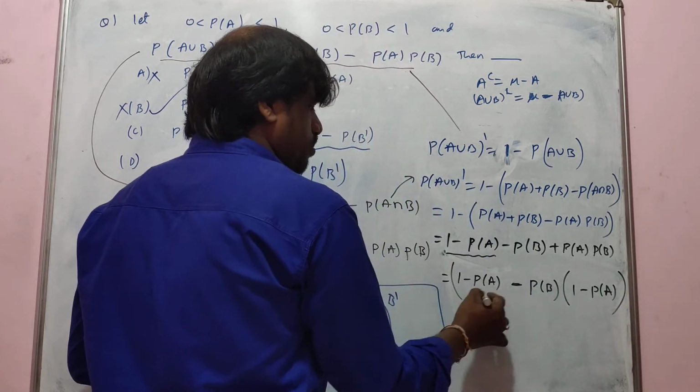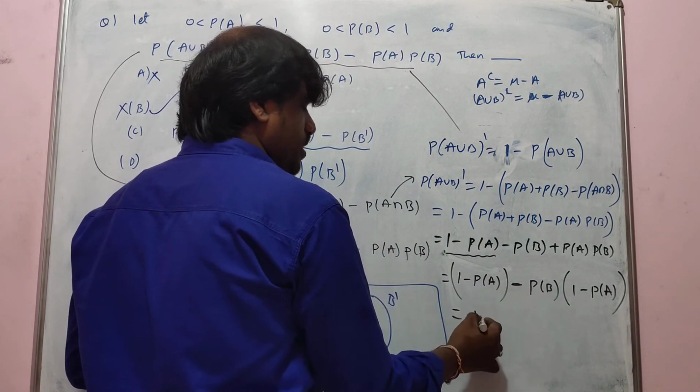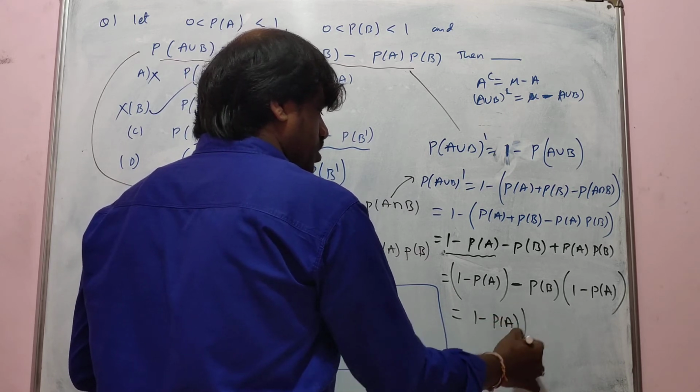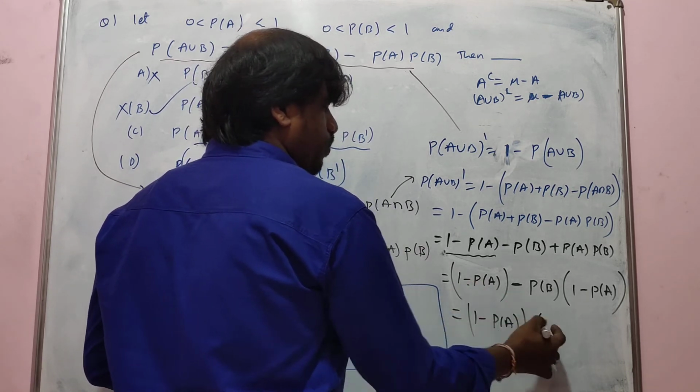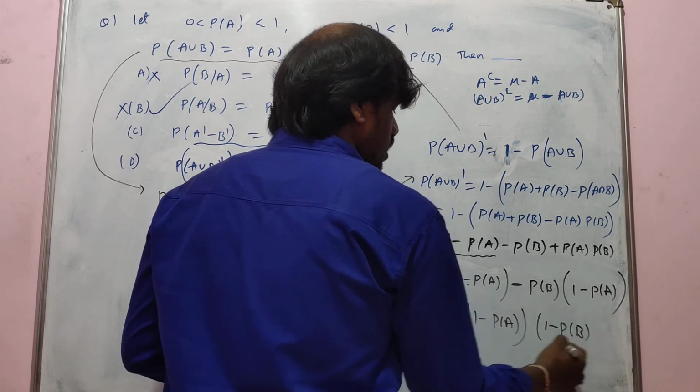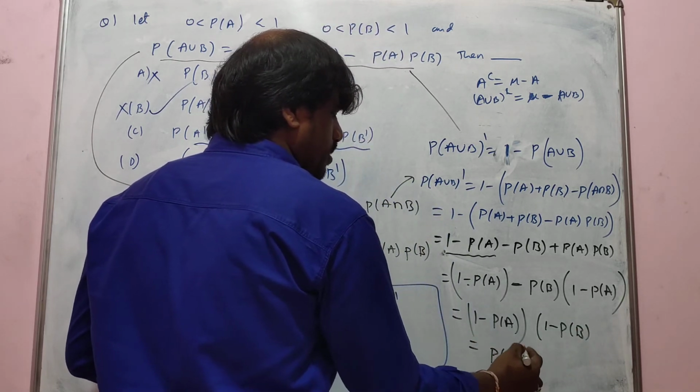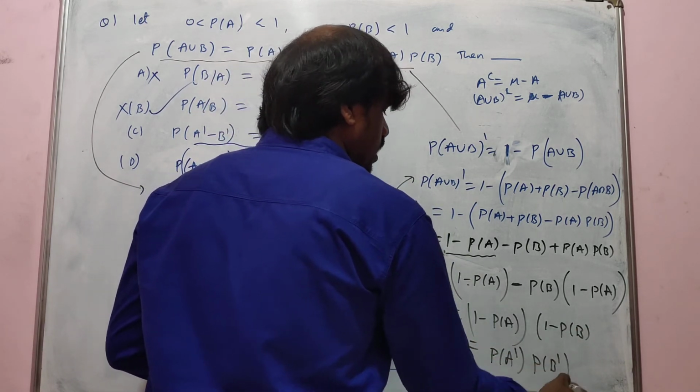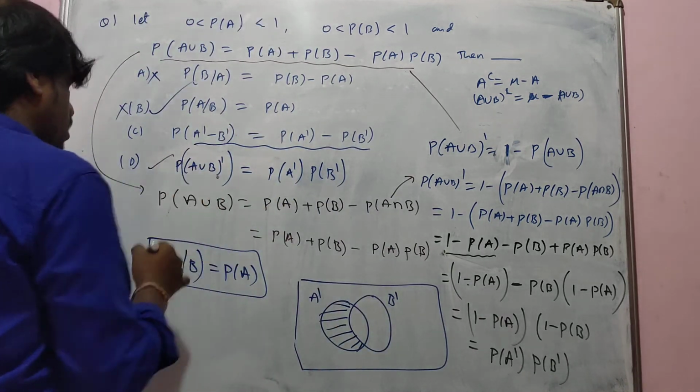So here this is 1 minus probability of A, and if I take it out common completely, I am going to get 1 minus probability of B, that is nothing but probability of A complement into probability of B complement. It means this given one is the right answer, option D is the right one.